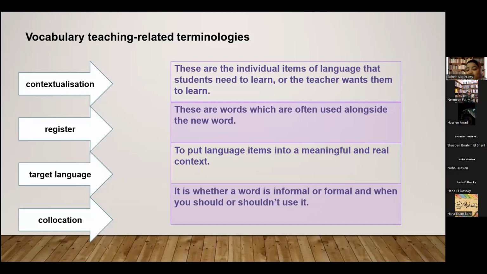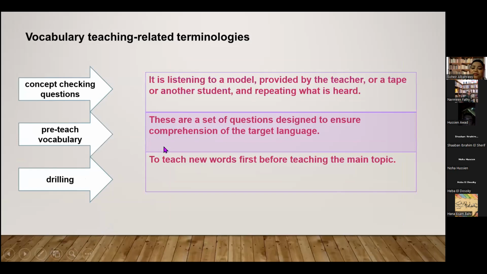The fourth definition is whether a word is informal or formal, and when you should or shouldn't use it. This is the last one. Yes, register. The last one is perfect. Register. Thank you, guys. It's complete. We still have three other terms here: concept checking questions, pre-teach vocab, and drilling.